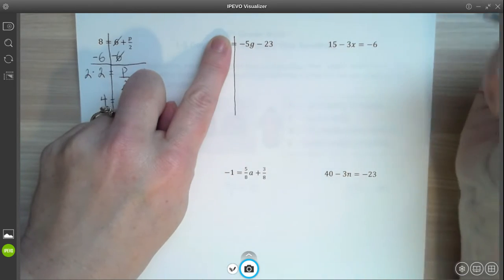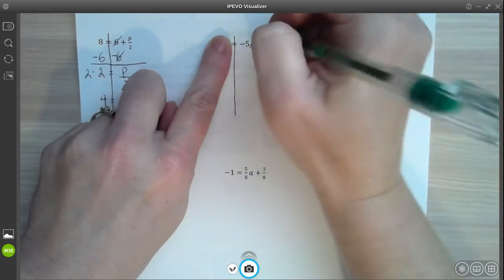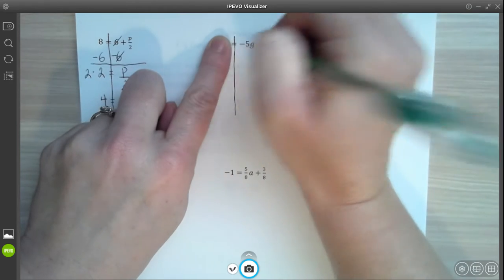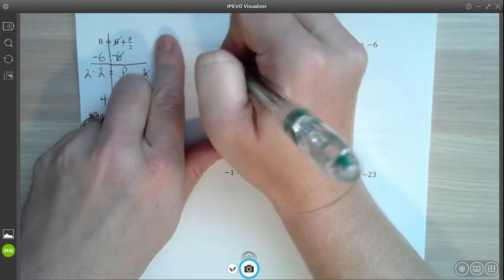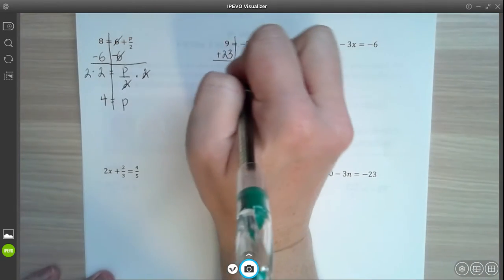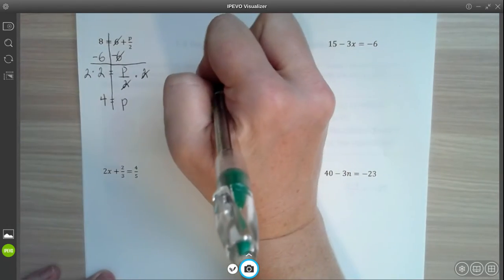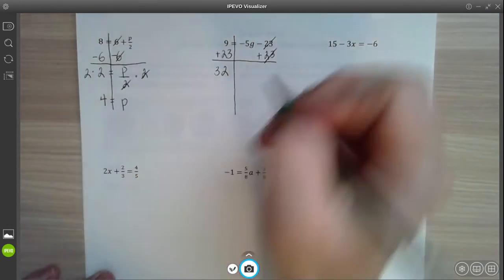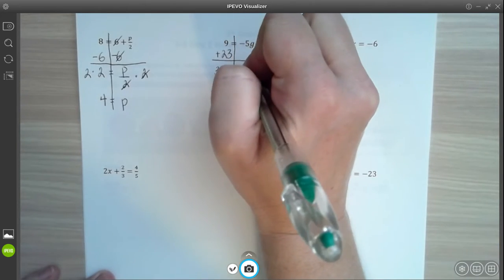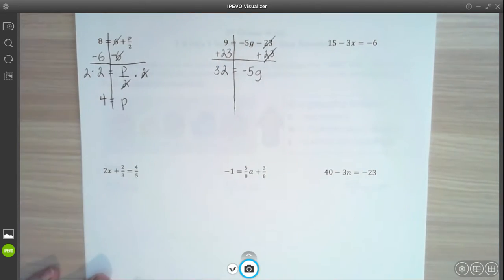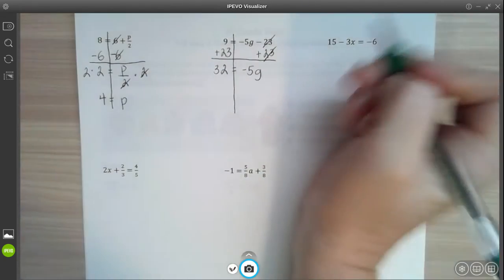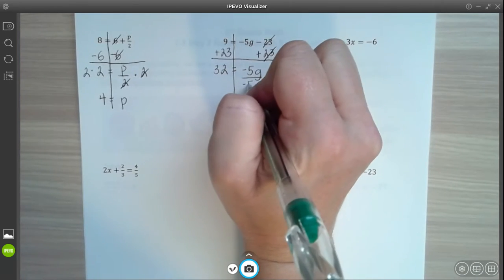Here we have minus 23. So we want to get rid of minus 23. The opposite of subtracting 23 is to add 23 to both sides. Those will cancel out. On the left, if I add 9 and 23, I get 32. Okay, and now here I have negative 5g. So I'm going to go ahead and divide by negative 5.